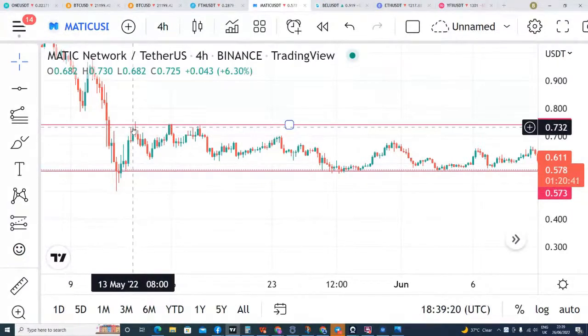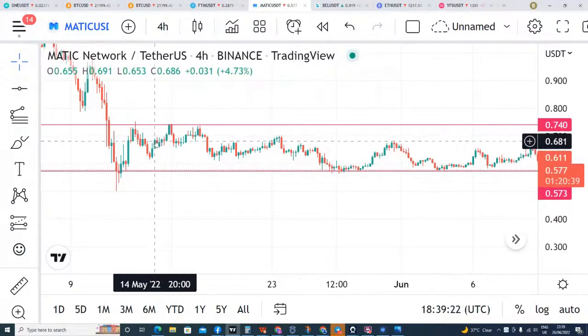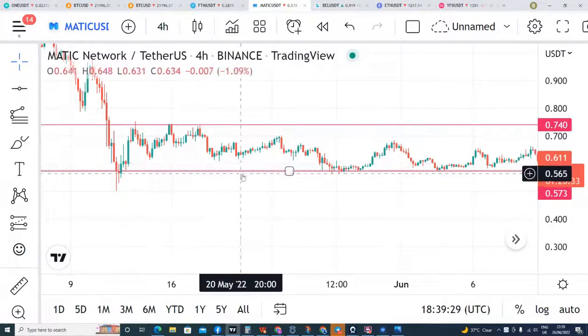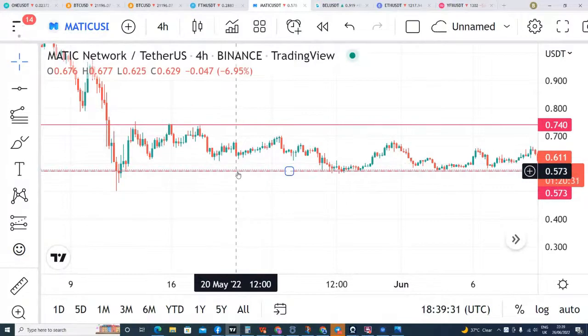Now this area here is a resistance level. Tested the first time, down. Tested the second time, down. Tested the third time, down. This is a resistance level, and some traders, this is what they trade on. When you are trading support and resistance, I would like you to use the 4 hour time frame or 1 day time frame, if you are going to trade for the whole day.